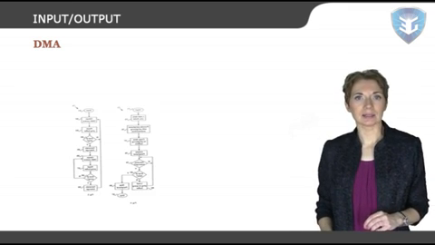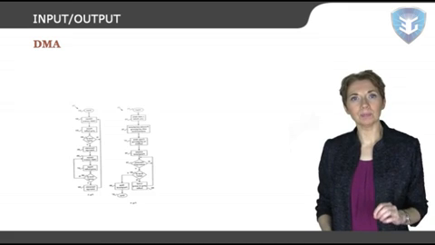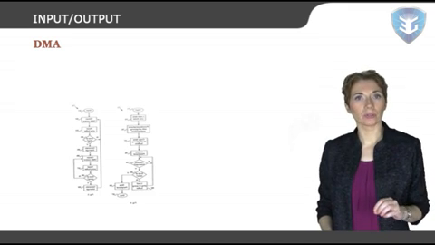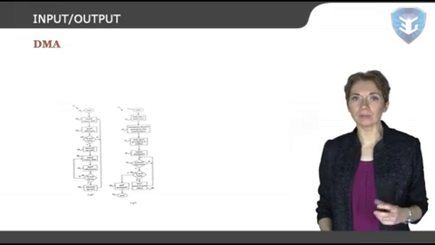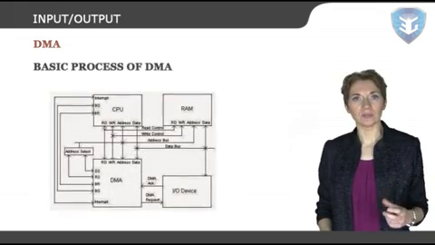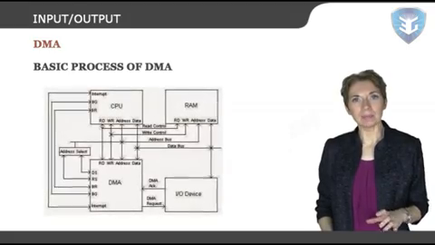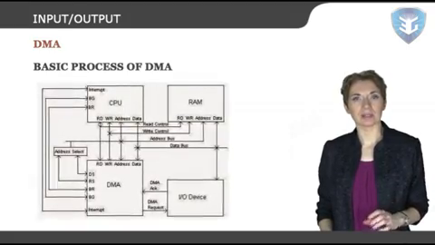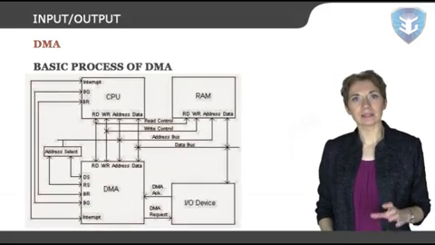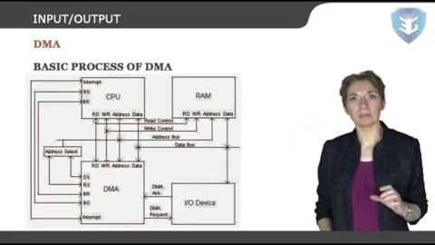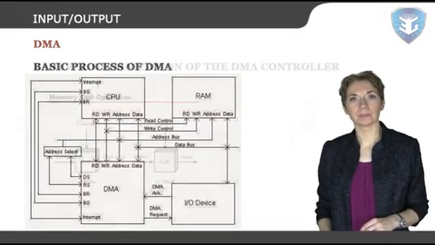Direct Memory Access, or DMA, means the CPU grants an I/O module authority to read from or write to memory without its involvement. Basic process of DMA. A DMA can generate memory addresses and initiate memory read or write cycles. It contains several processor registers that can be written and read by the CPU.